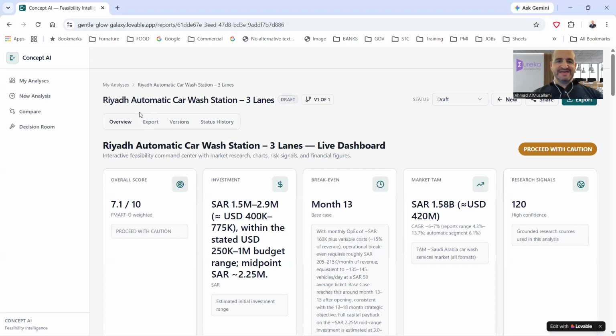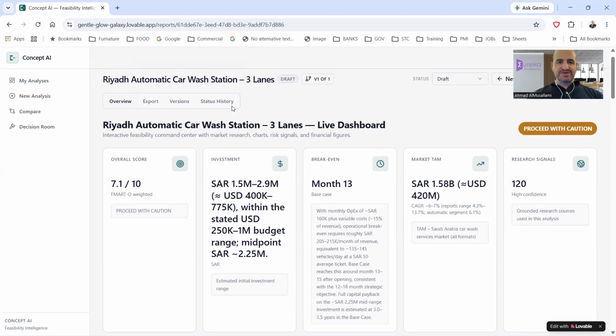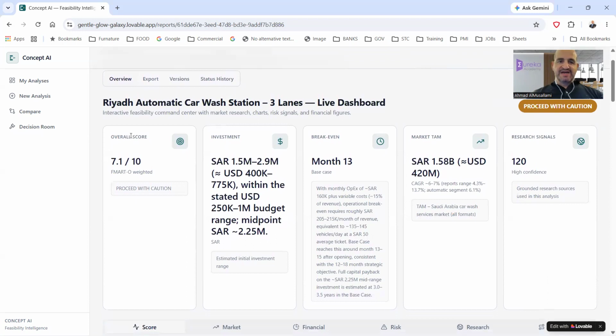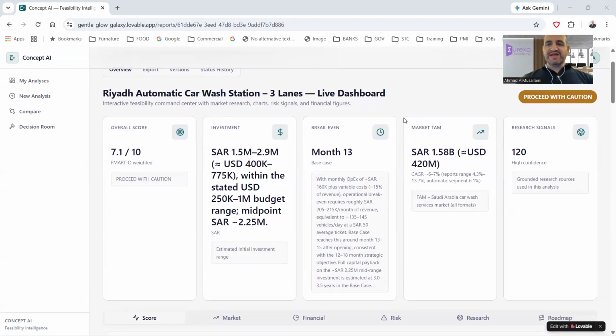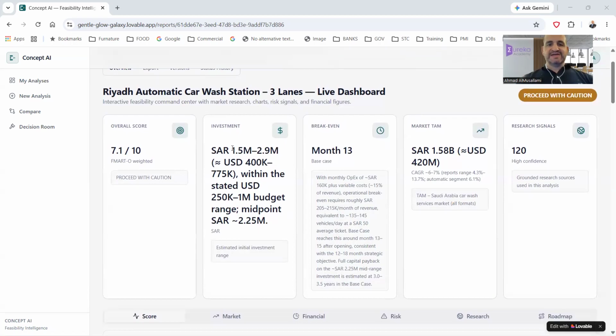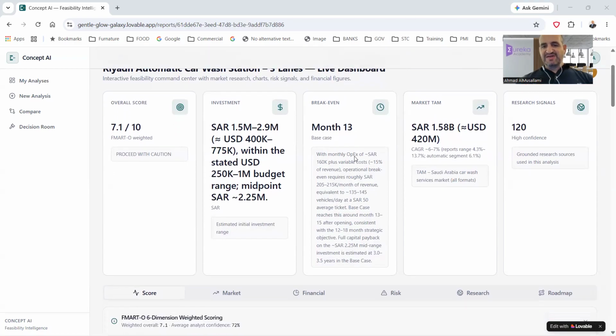For this automatic car wash, there is an overall score, 7.1. It says here, proceed with caution. It is not a no, it says proceed, but with caution. So we need to take some considerations. It gives us what is the investment size, and also all the factors, the 13 months.